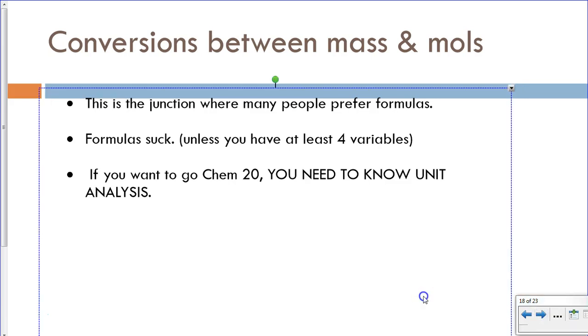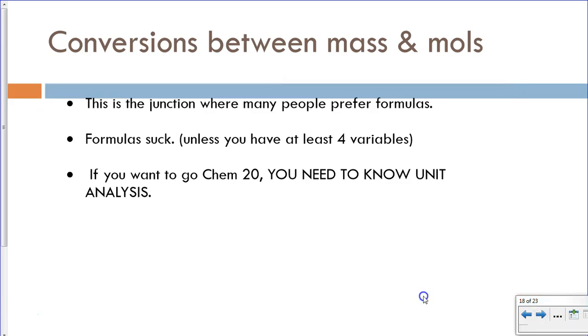Okay, so conversions between mass and moles. Again, we obviously know that molar mass is our conversion factor between mass and moles. It has both the grams and the moles in it. This is a junction where many people prefer formulas. However, formulas suck, unless you have 4 variables at least.